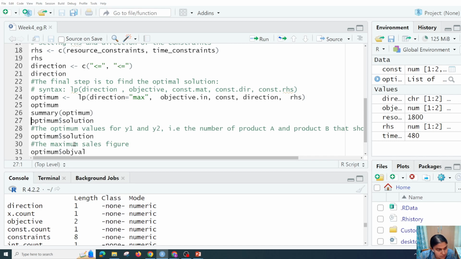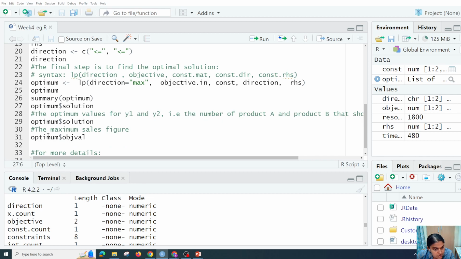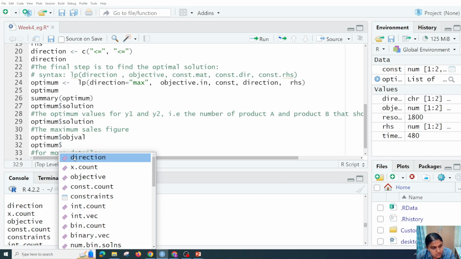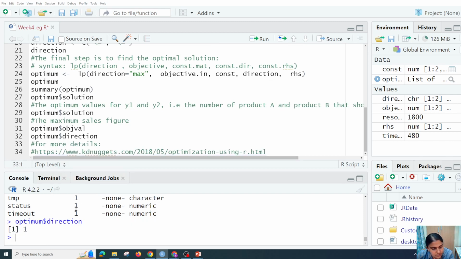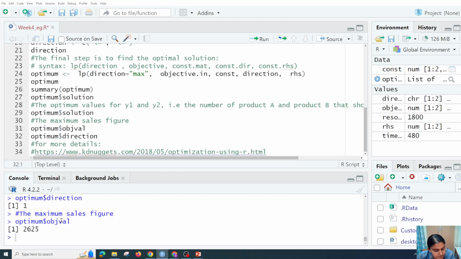If you want to find these out, you just have to give the name of the object where you have stored it, optimum dollar direction. If you give that, you can see the direction, which will give you 1, that is maximization. Then if you ask for the maximum sales figure, you will get the maximum profit to be obtained, which is 2625.